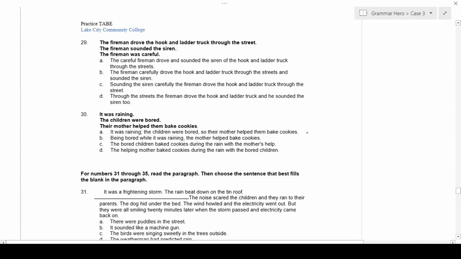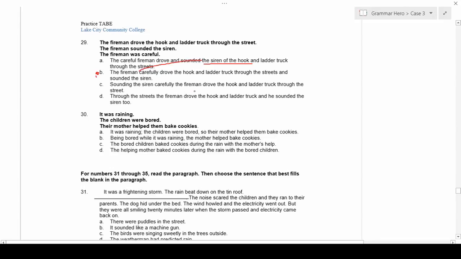The fireman drove the hook and ladder truck through the street. The fireman sounded the siren. The fireman was careful. Okay, so let's take a look at our choices. A, the careful fireman drove and sounded the siren of the hook. The siren of the hook. Doesn't make sense. The fireman carefully drove the hook and ladder truck through the streets and sounded the siren. I like this one. Sounding the siren carefully, the fireman drove the hook and ladder truck through the street.